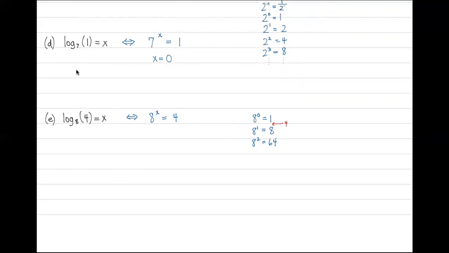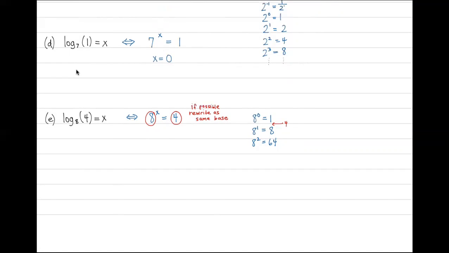So here's the trick. If you end up with something that isn't just a whole number, the trick is to try to take this 8 and this 4 and rewrite them as the same base. Rewrite as the same base if possible, because it's not always possible. What do I mean by that?